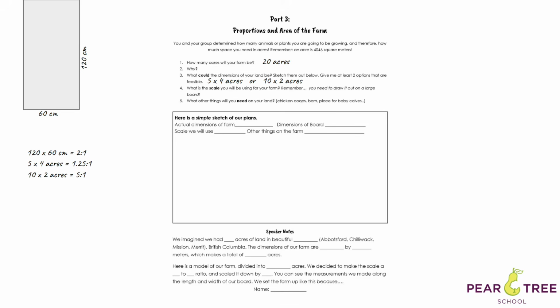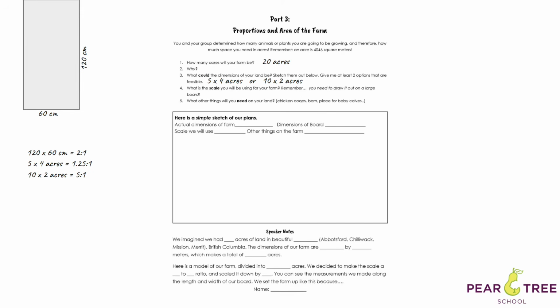A 2-to-1 ratio would be like 5 to 2.5 or 8 to 4. But this is 5 to 4, and that is equivalent to a 1 1/4, 1.25 to 1 ratio. Or if you went for the 10 to 2, it would be a 5 to 1 ratio.